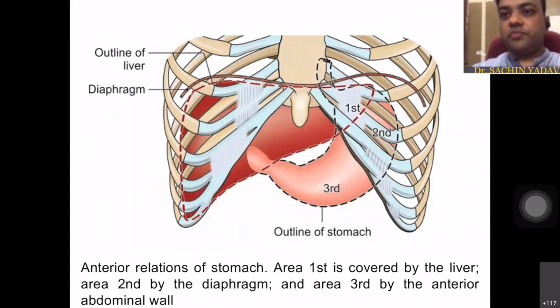Then we'll see here, you can see this dotted line for the outline of the stomach. What are the relations on the anterior surface? This is the liver; you can see the left lobe of the liver is related on its visceral surface, the posterior surface of the liver, to the abdominal part of the esophagus, the fundal part, and the upper part of the lesser curvature of the stomach. And here on the left side, in the left hypochondriac region, the diaphragm will come on the fundus part. Fine.